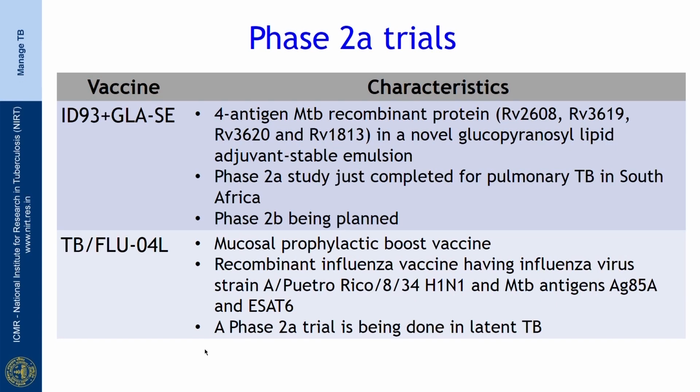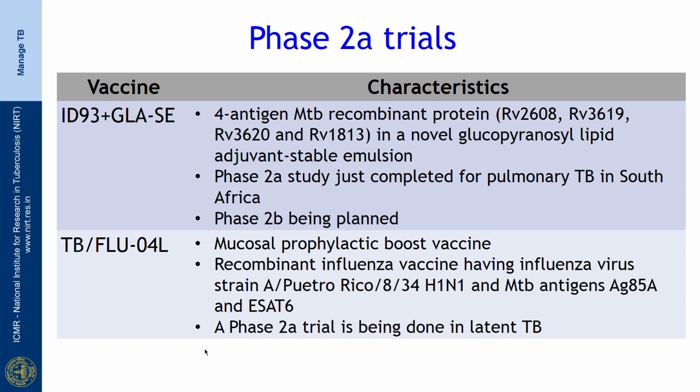The ID93 GLA-SE is a 4 antigen MTB recombinant protein containing Rv2608, 3619, 3620 and 1813 in a novel glucopyranosyl lipid adjuvant stable emulsion. A phase 2A study was just completed for pulmonary TB in South Africa and a phase 2B study is being planned.